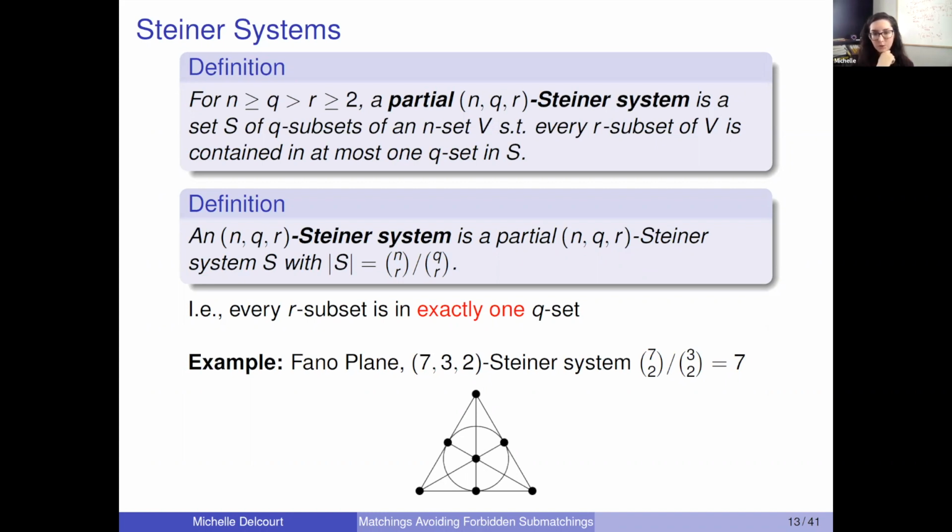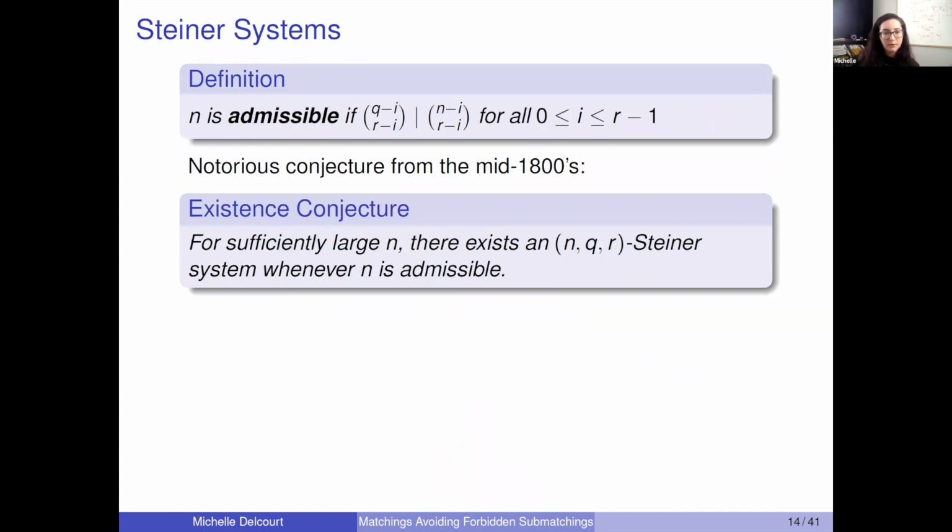And the natural question in this area is, when do these things exist? Now, there are several sort of obvious necessary divisibility conditions, but if we assume those, when exactly do these things exist? So of course, this is the notorious existence conjecture. Namely, for n sufficiently large, we hope to find these things whenever these divisibility restrictions hold.